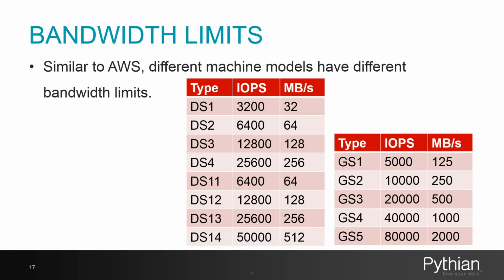Like I said, we also have bandwidth limits, similar to AWS. Different machine models have different bandwidth limits. As we can see here, for example, DS machines go all the way from DS1 to DS14. The biggest DS that you can build is 50,000 IOPS with half a gigabyte of bandwidth. And this is pretty much the highest, the half a gigabyte is on the high end of AWS as well.